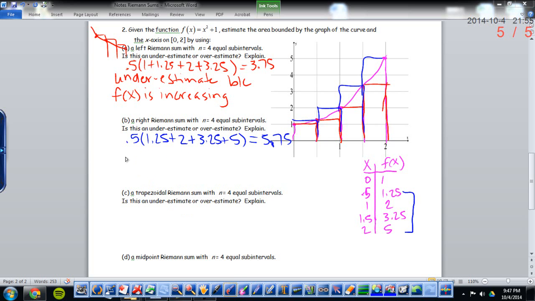And obviously this is an overestimate because the rectangles fall all above that curve. But the explanation that the AP exam is going to expect is because f of x is increasing and we used a right Riemann sum. So for an increasing function, a right Riemann sum is going to overestimate it. But if you have a decreasing function, then a right Riemann sum, where we draw the heights of the rectangles on the right side of each interval, is going to be an underestimate. So again, you just kind of need to sketch the graph.